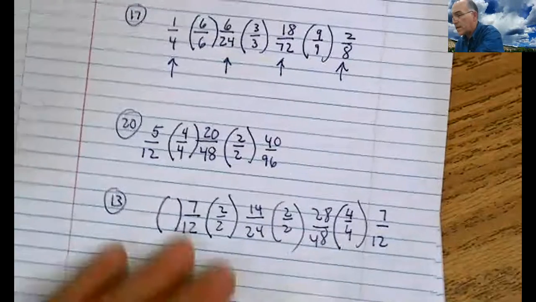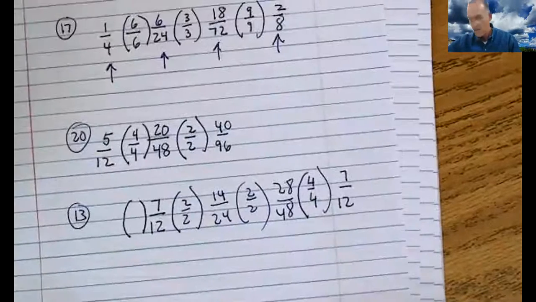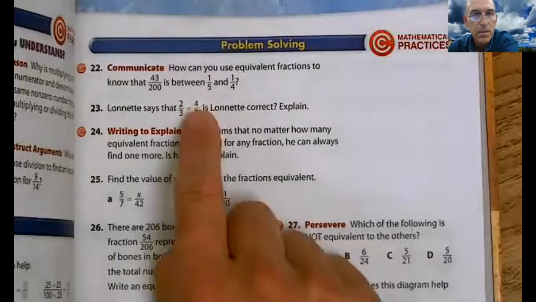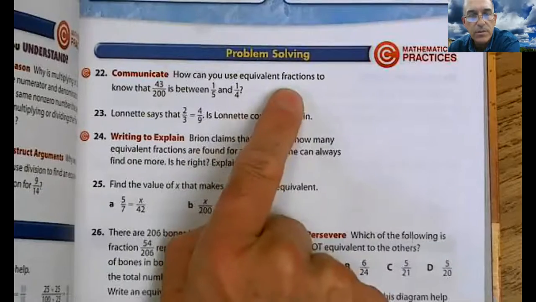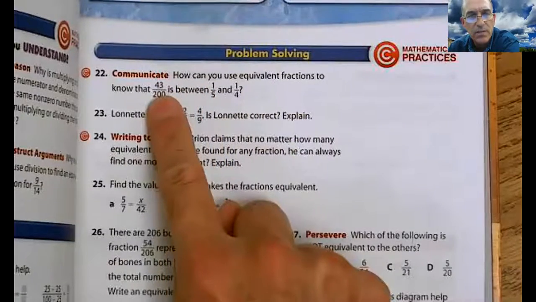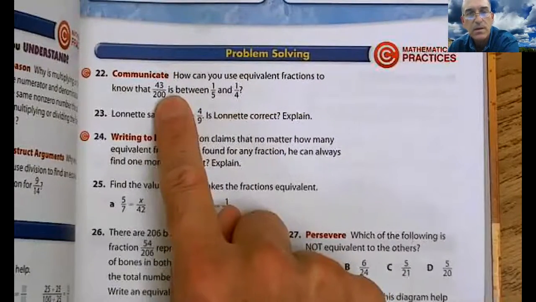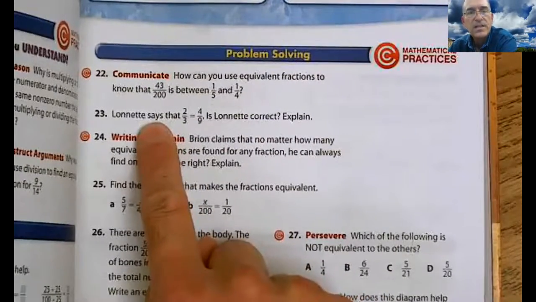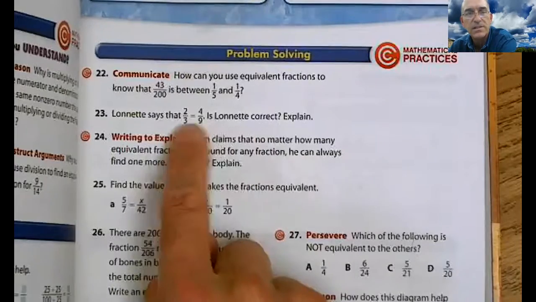I want to look at a couple word problems here. Take a look at this one. This is on page 133. I want you to look at this problem right here. How can you use equivalent fractions to know that this big giant fraction is between these little fractions? Is it? I also want to do this one. I've written them down in my journal. Lynette says that 2/3 is equal to 4/9. Is she correct? Let's do this easy one first.